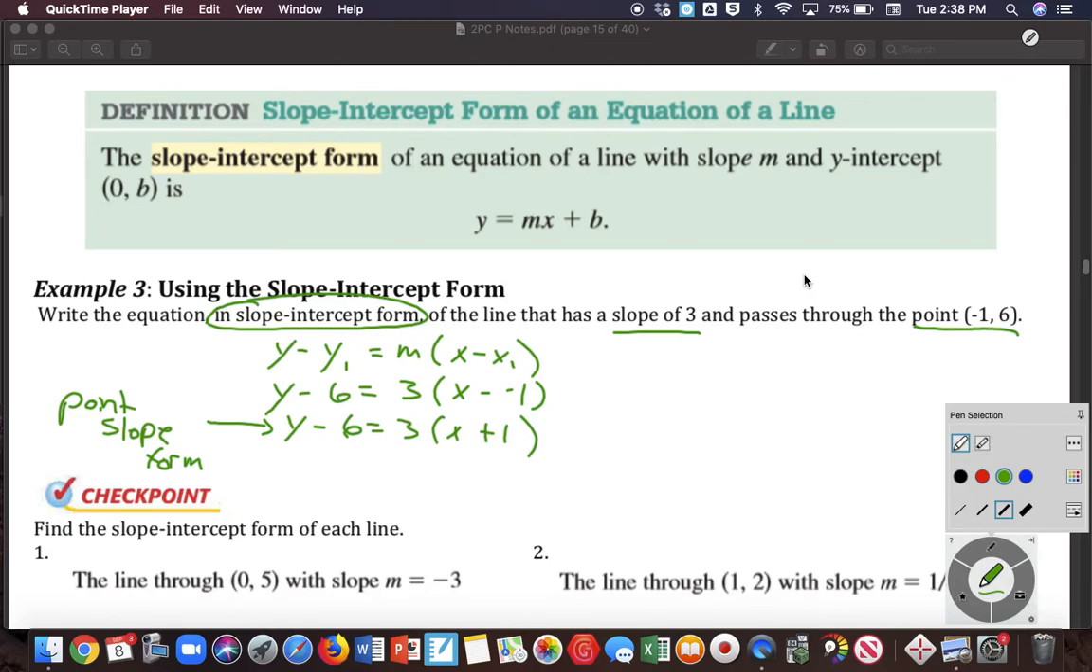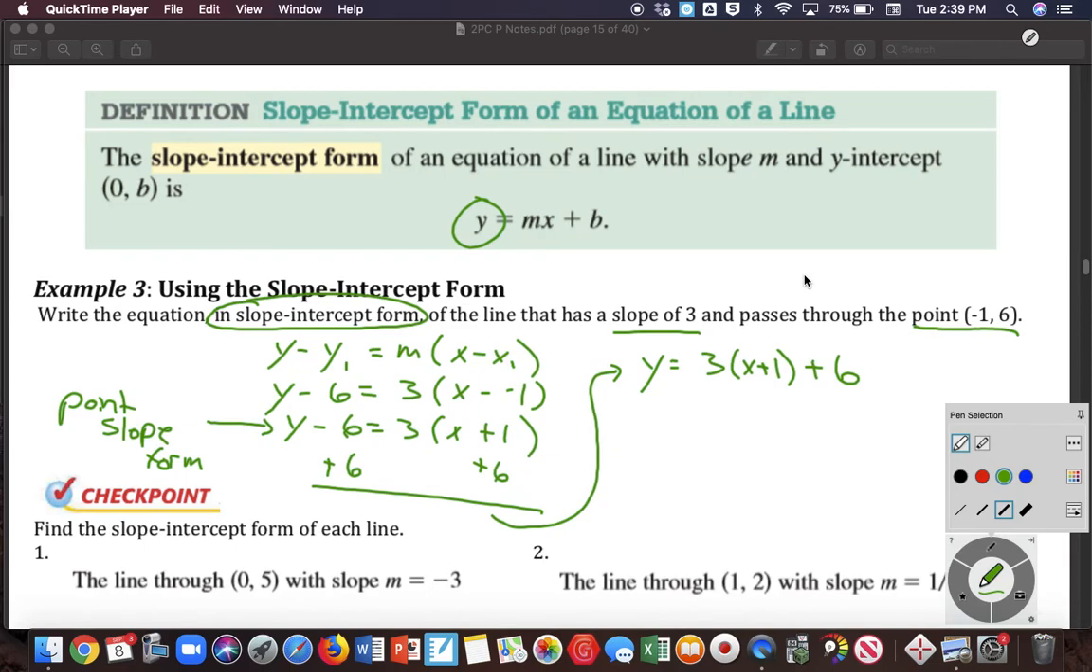But like the question said, I don't want point slope form, I want slope intercept. Slope intercept has y by itself, so let's get y by itself. I'll add the 6 over here, and then y equals 3 times x plus 1, plus 6. Now, is that in slope intercept form yet? No, it's not. I'll just distribute my 3 in. y equals 3x plus 3 plus 6. y equals 3x plus 9.